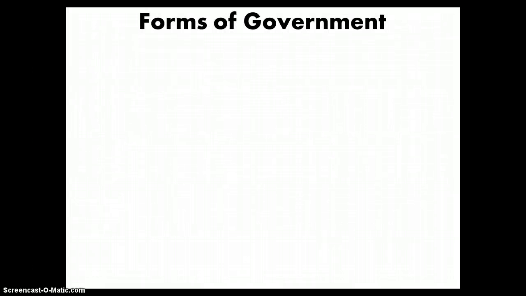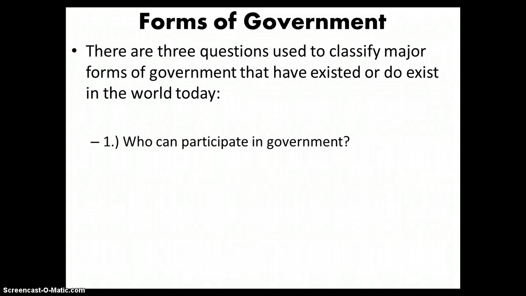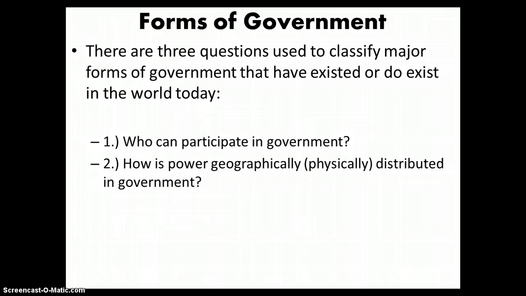All right, now there are many different forms of government throughout the world, and there are three questions used to classify these major forms of government that either have existed or do exist in the world today. And those three questions are, first, who can participate in government? This is a very hot button question. People get very emotional over this question in terms of who can participate in government. The second is, how is power geographically distributed in government? Meaning, where is the physical power of government evident?